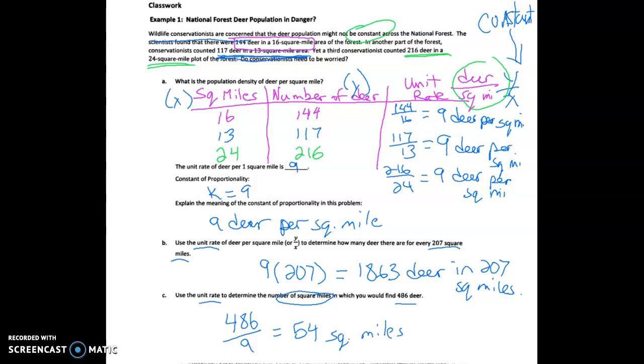A lot of this, we want to make sure our answer makes sense. Look, we just multiplied right here, and we divided right here. And we'll talk about why we do those things as we go forward. But if there's 9 deer per square mile, and we have 207 square miles, then we anticipate that we should have a pretty big number. If we have 9 deer per square mile and 486 deer, I anticipate that there's going to be fewer square miles than the number of deer. So again, you always want to make sure that your answer makes sense.